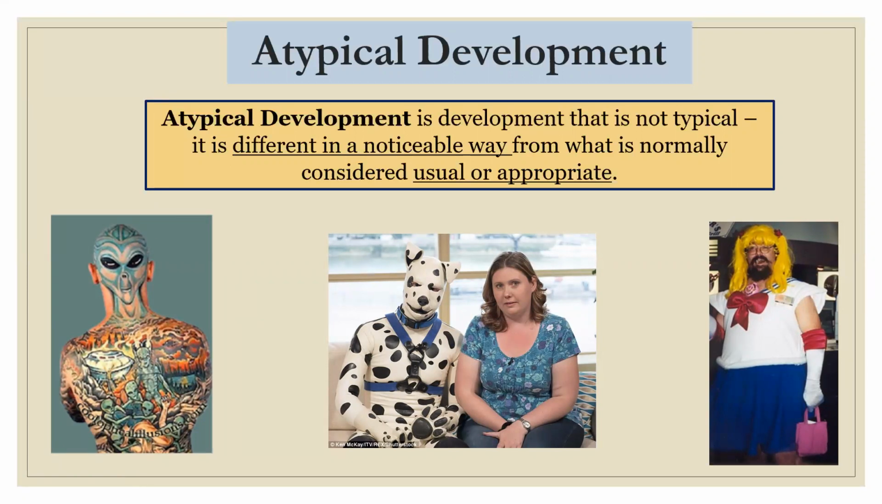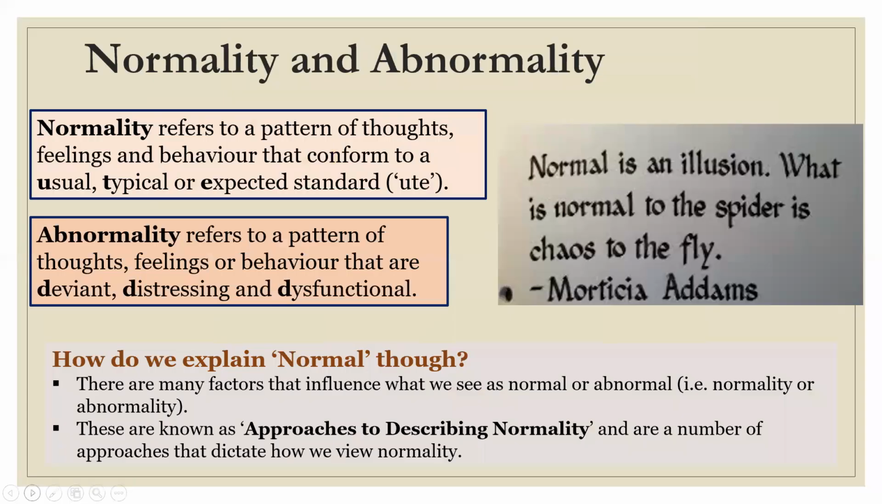So in our next slide, what we're focused on is defining, okay, what is normal and what is abnormal. This concept of normality is basically talking about a pattern of thoughts, feelings, and behavior. Because remember, from the start of the year, whenever we talk about psychology, we're talking about mental processes and behavior, yeah?